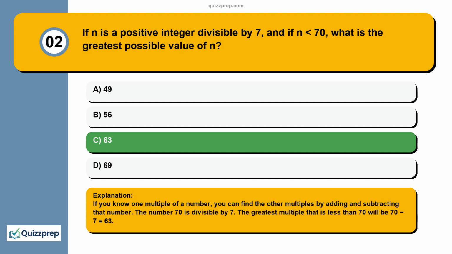If you know one multiple of a number, you can find the other multiples by adding and subtracting that number. The number 70 is divisible by 7. The greatest multiple that is less than 70 will be 7 x 9 equals 63.